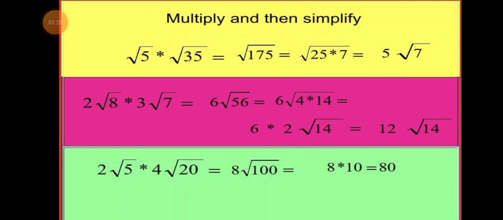6 square root of 4 times 14 equals 6 times 2 square root of 14, which equals 12 square root of 14. Another example: 2 square root of 5 times 4 square root of 20 equals 2 times 4, which is 8, and 5 times 20 equals 100. 8 square root of 100 equals 8 times 10 equals 80.